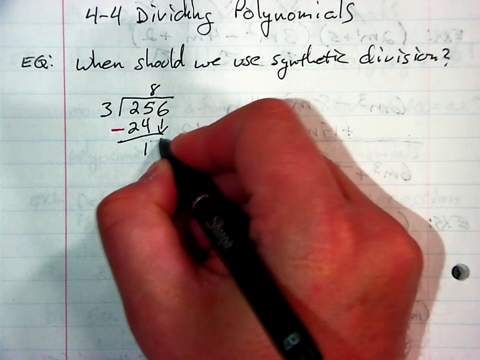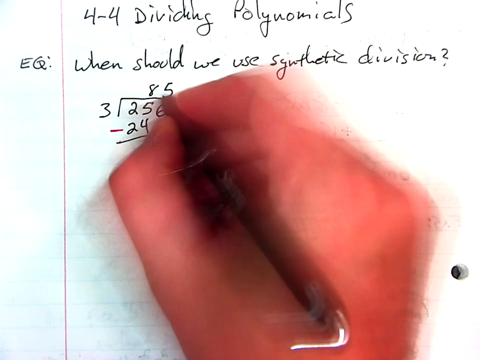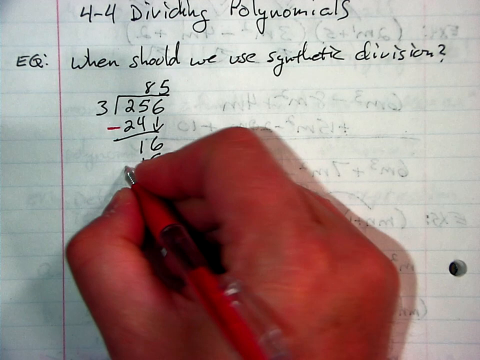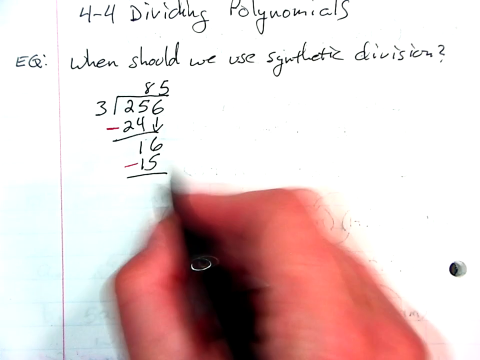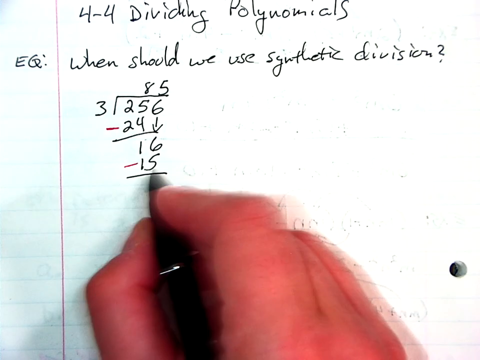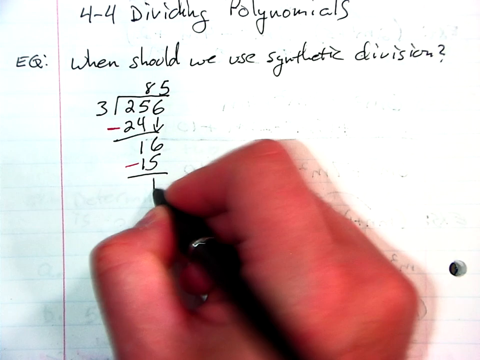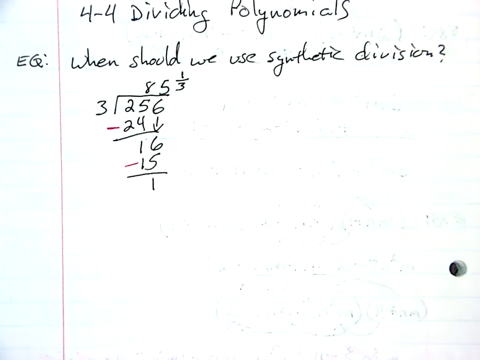Bring down the 6. 3 goes into 16 five times. 5 times 3 is 15. And then what operation do we do again? What if it was a negative 16, then what would we do? Or if this was a negative 15, we would do the opposite sign. That'll make more sense in a minute. So then we would have a remainder of 1/3, correct?